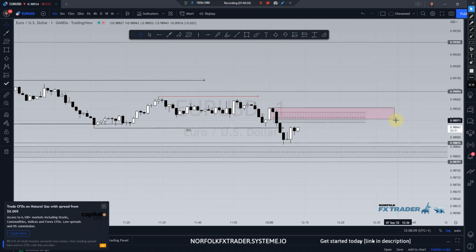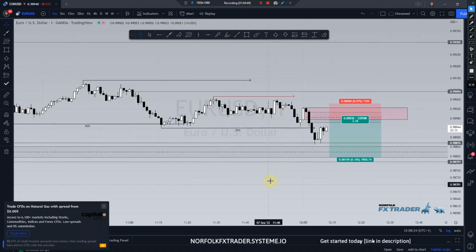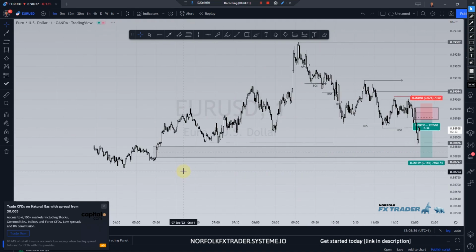Now we could just look at taking a simple set and forget entry here. Stop above the high, plus a few pips. That would be my first target. Second target is the area of imbalance to be filled, down here.